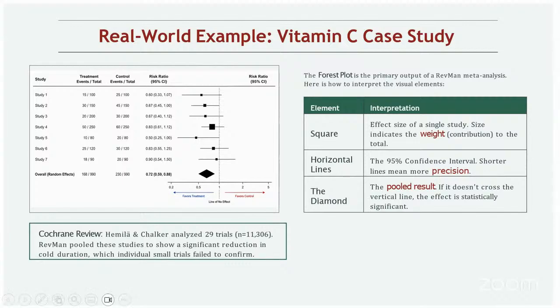So in this famous vitamin C review by the researchers, they found 29 trials with people, and individual small studies were inconclusive, but the meta-analysis showed a clear reduction in cold duration. Results and meta-analysis will show different results. So here it shows it is statistically significant.